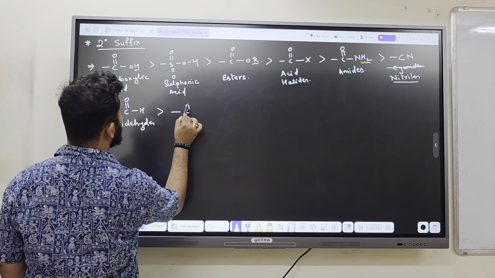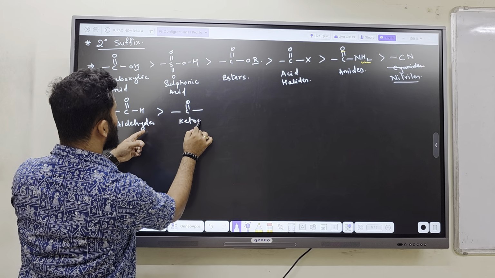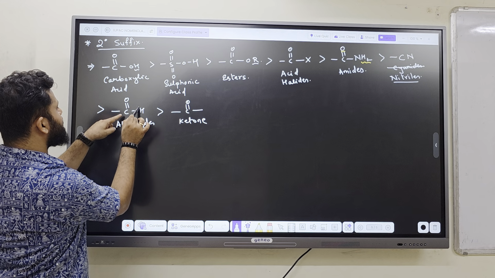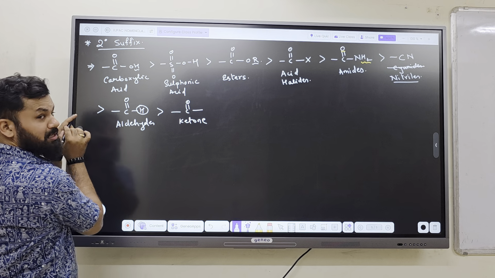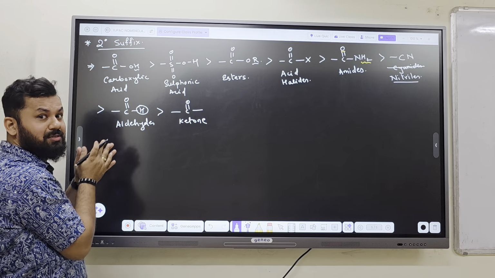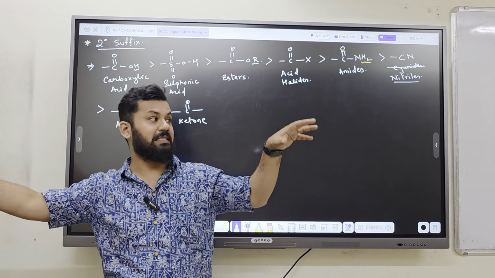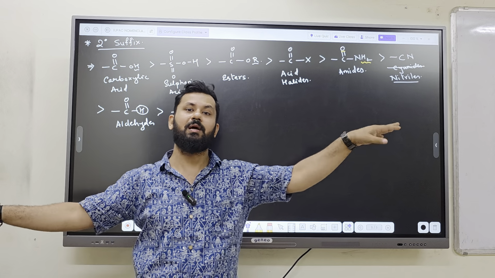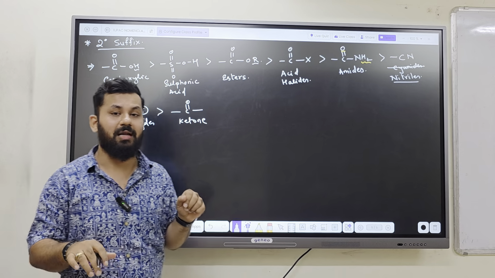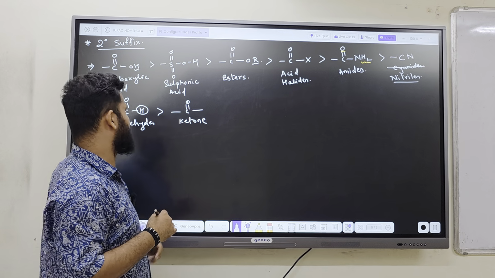Then ketones. So the difference between aldehyde and ketone is that aldehyde has a hydrogen on one side and a carbon chain on the other side. Say this, C double bond O with carbon on one side, hydrogen on the other side. Whereas ketone has carbons on both sides. This side also carbon, this side also carbon. But aldehydes are not like that. Only on one side they will have carbon, other side they will have hydrogen.